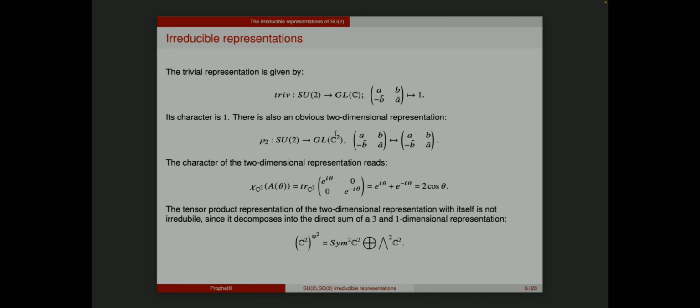Okay, so now we go to irreducible representations, and one of them is the trivial representation, which maps everything to 1. This is not so interesting, but there.